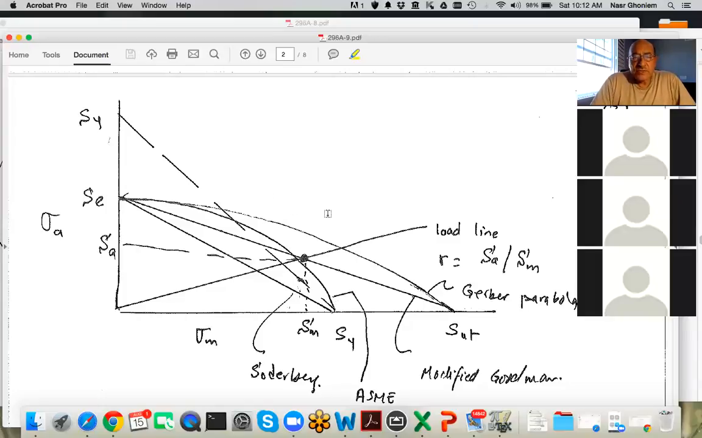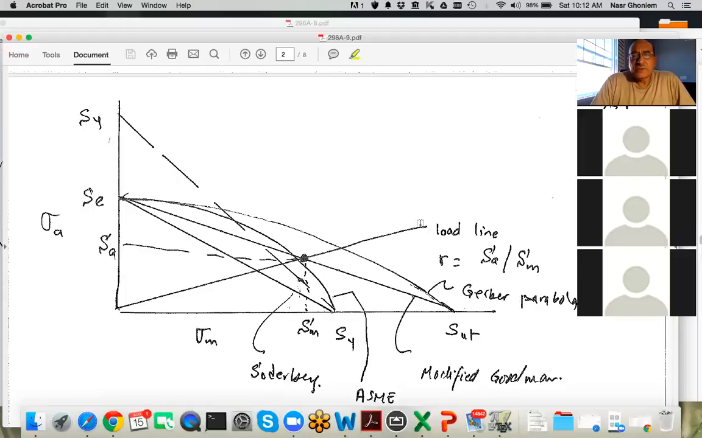Now, what is the new idea here? The new idea is that we have to consider two additional lines on there. One is called the load line, and the load line is a relationship between the alternating component and the mean component of the stress. So S alternating over S mean, that's the slope of the line R, and it goes a straight line like this.